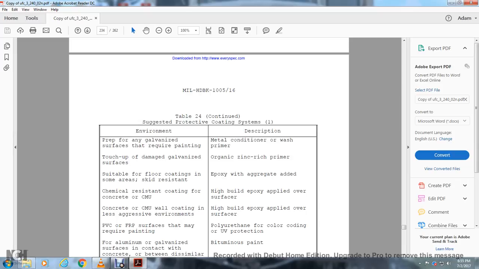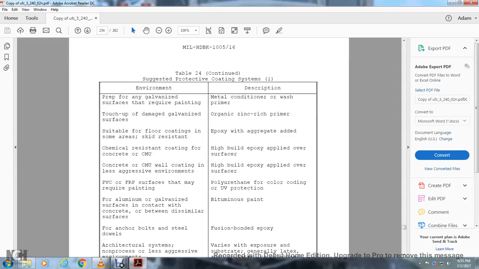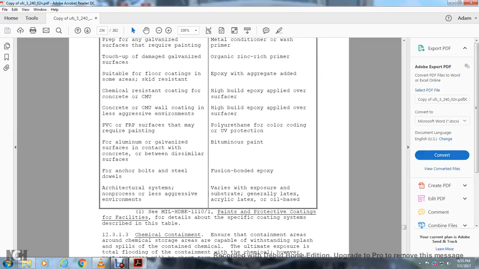Chemical CMU wall coating in the less aggressive environment: high-build epoxy applied over the surfacers. PVC and FRP surfaces that may require painting: polyurethane for the color coating with UV protection. For aluminum, galvanized surface of contact concrete between similar surfaces: bituminous paint. For anchor bolts and steel dowels: finish with fusion bonded epoxy.